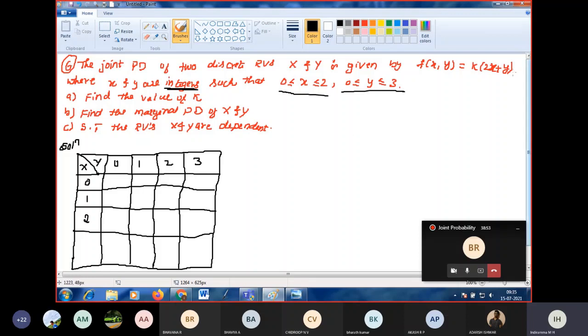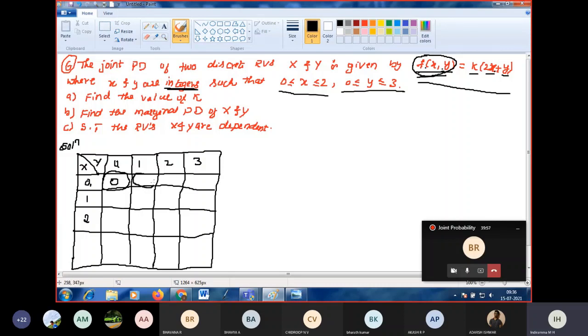Next, we will see the data they have given. What does f of x comma y stand for? This is a joint probability, defined as k times 2x plus y. We can find each value by using the given joint probability function. Put x equal to 0 and y equal to 0: what is f of x comma y? It is k into 0, that is 0.